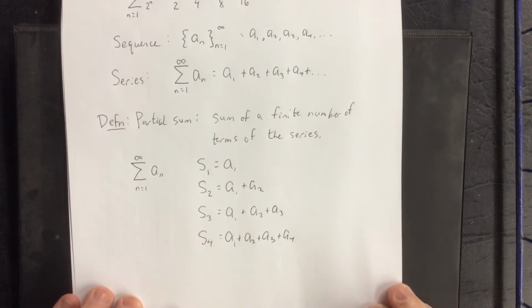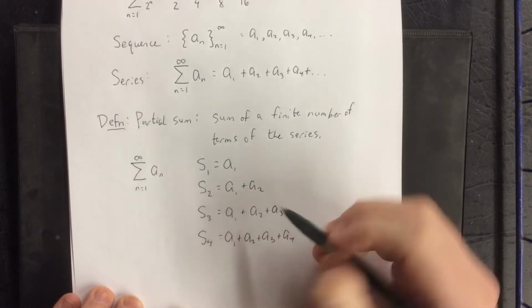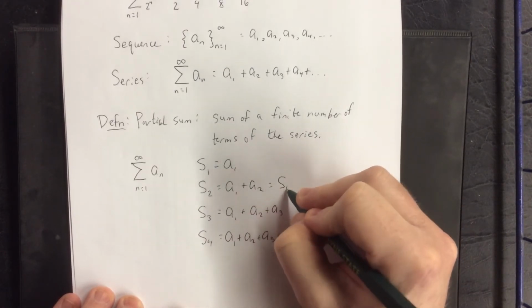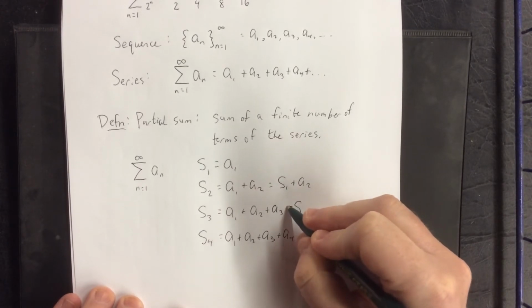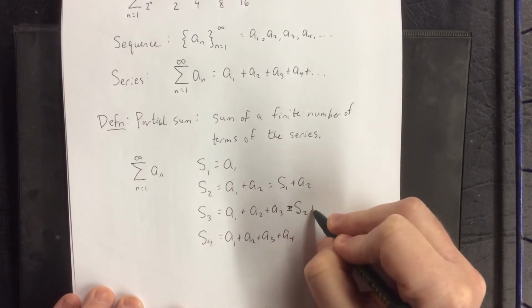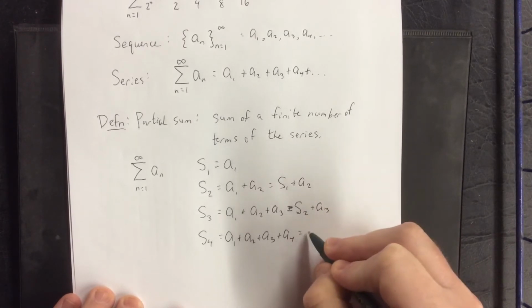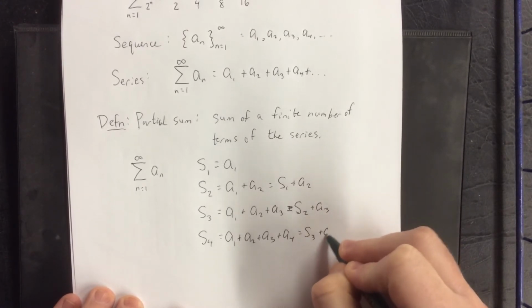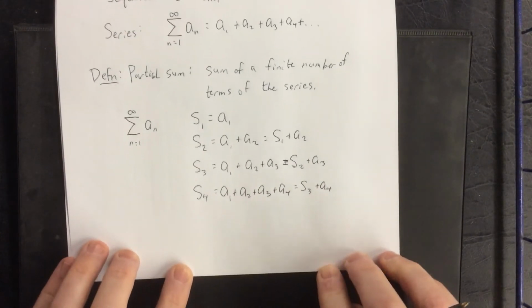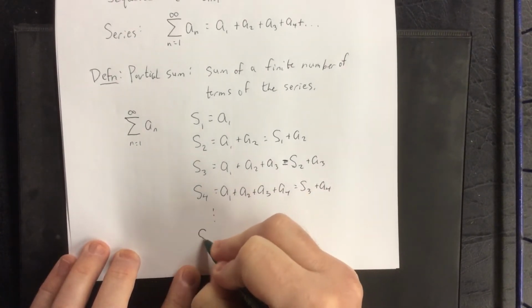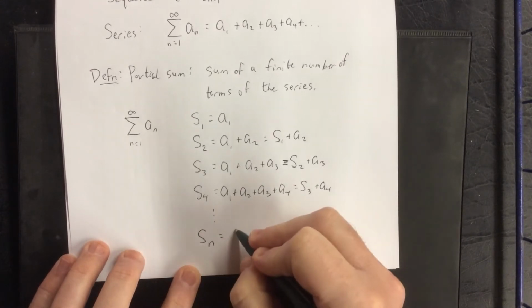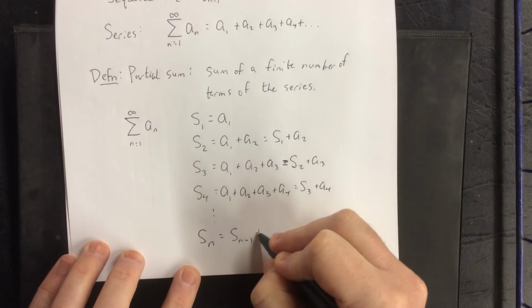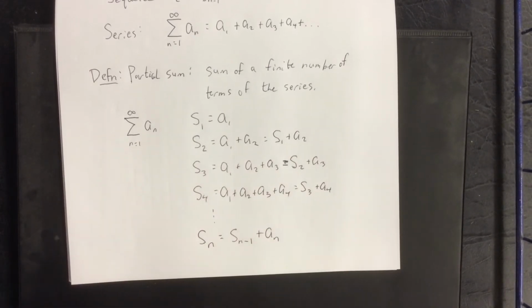However, it should be pointed out there is a recurrence relation for each of these. This technically would be the first partial sum plus the next term. This would be the second partial sum plus the third term. And this would be the third partial sum plus the fourth term. If we were to skip forward a bit, we could define the nth partial sum as being the n-1th partial sum plus the nth term.